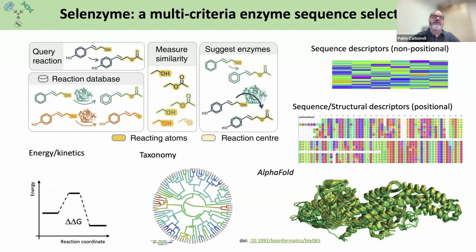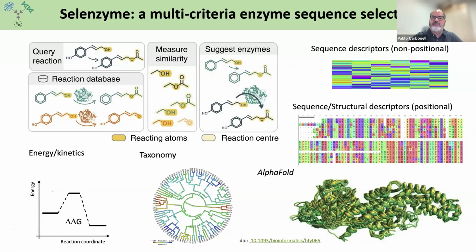So there is this tool called Selenzyme that basically suggests enzymes or enzyme sequences based on multiple criteria, like looking at the sequence descriptors and structural descriptors of the enzyme. So basically, you provide the reaction, and it will go through this large database that we have of several hundreds or thousands of reactions and also hundreds of thousands of sequences, and try to match the best candidates based on these criteria. We have also included AlphaFold or taxonomic criteria.